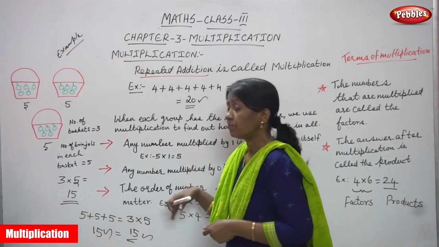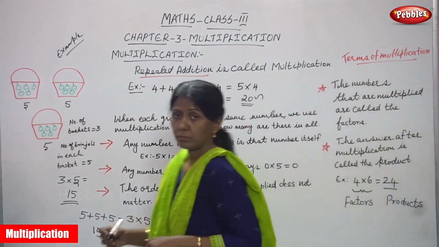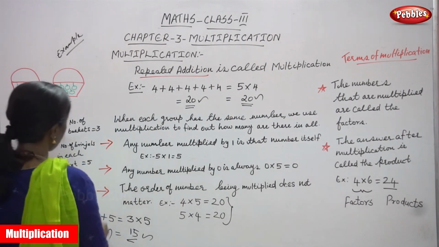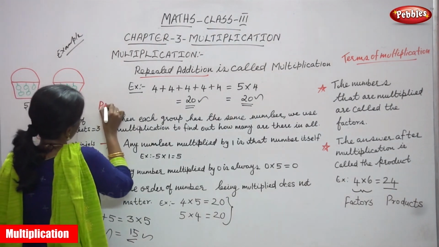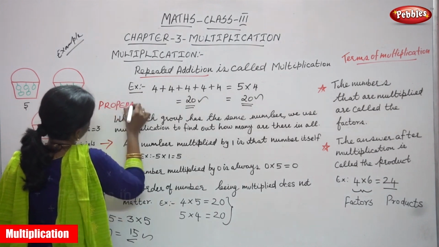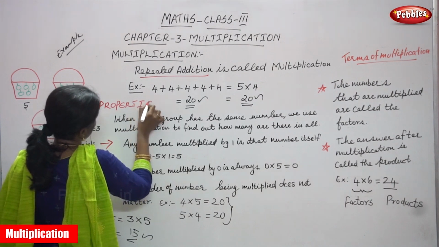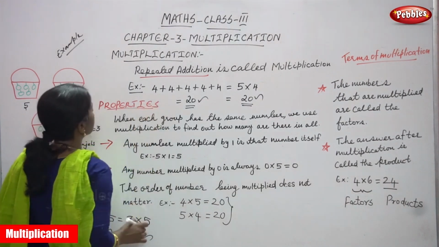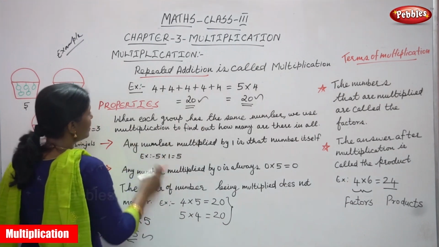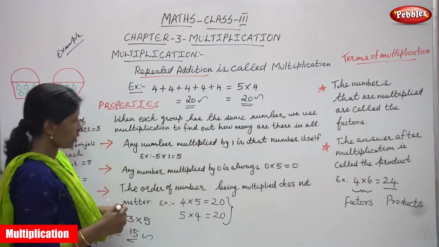Now we are going to see some properties of multiplication. This is called as properties. Properties of multiplication. First, when each group has the same number, we use multiplication to find how many are there in all.